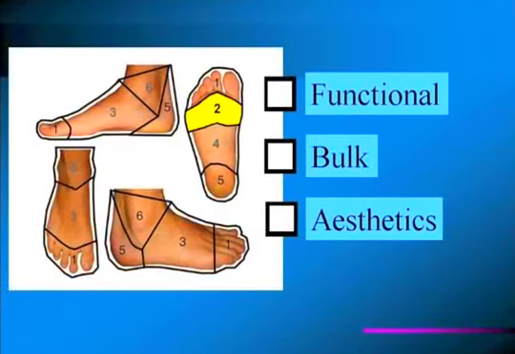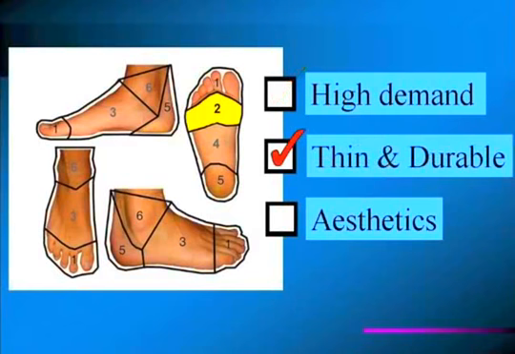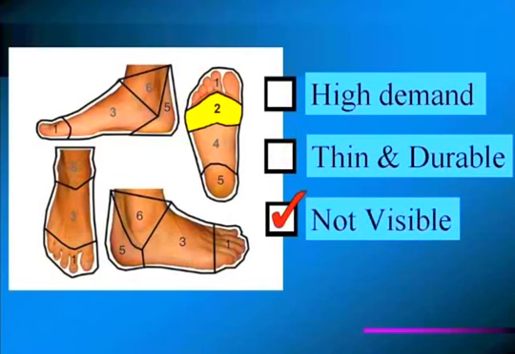Subunit 2 is the plantar forefoot. This has high functional demands, as it is a push-off point during ambulation. Any flap here must be thin, yet durable enough to withstand these stresses. There will be low aesthetic requirements, as the area is hidden in shoe wear.